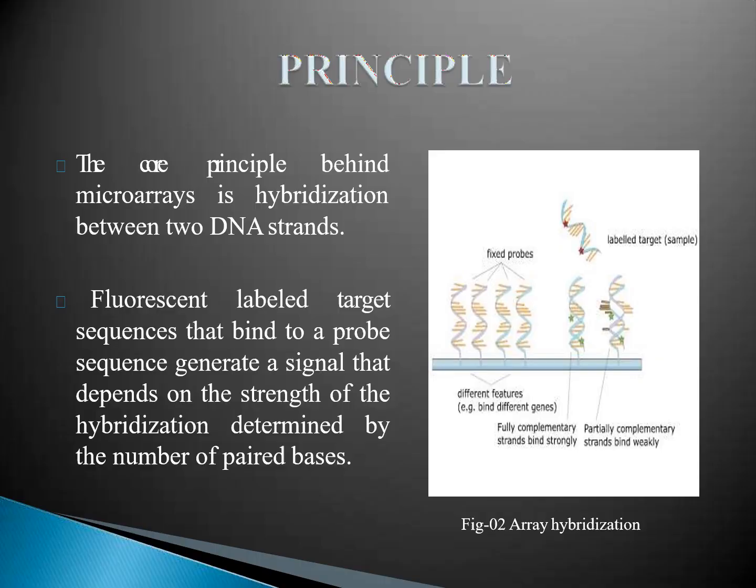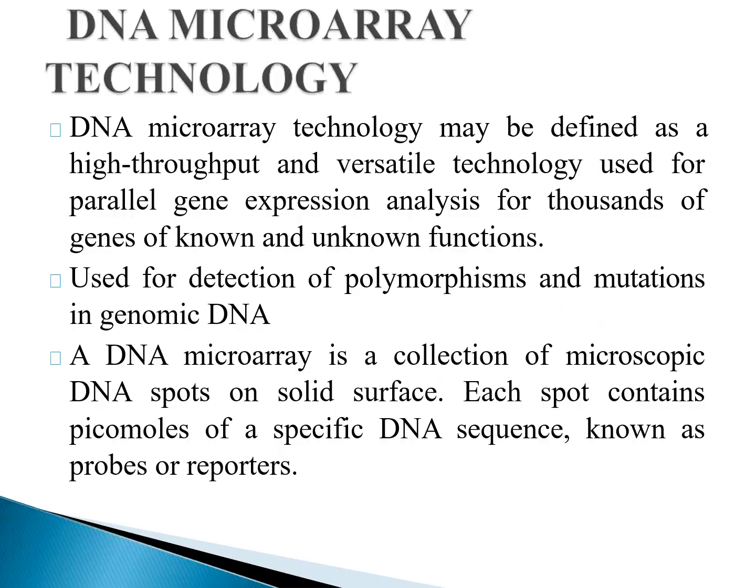The DNA microarray technology is a high throughput and versatile method which is used for parallel gene expression analysis for thousands of genes of known and unknown function. So by this method, we can analyze the whole transcriptome of the cell, that is, which genes have been upregulated or which genes have been downregulated. And this method is used for the detection of polymorphisms and mutations in the genomic DNA. So nowadays this DNA microarray technology can be used for the detection of single nucleotide polymorphisms present in the genomic DNA among the population.